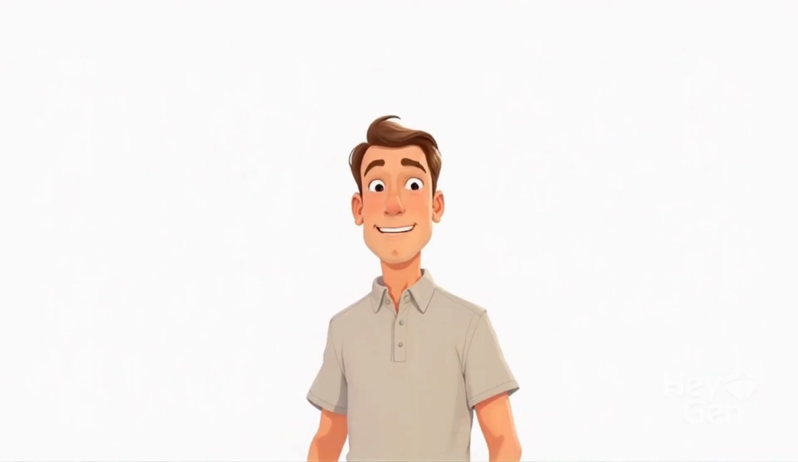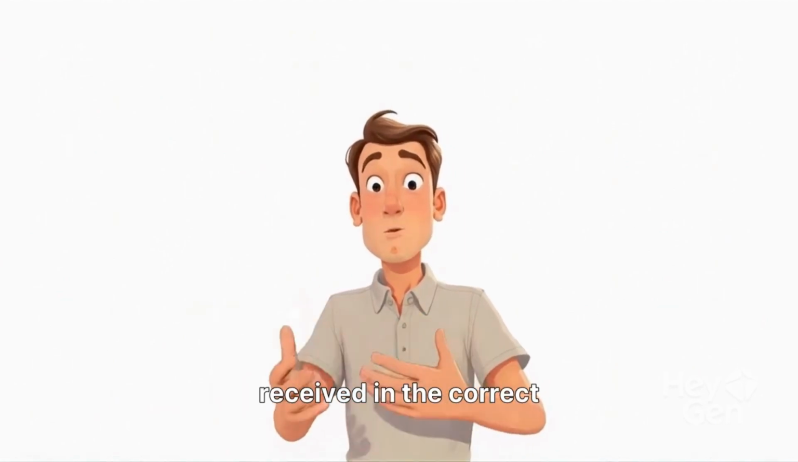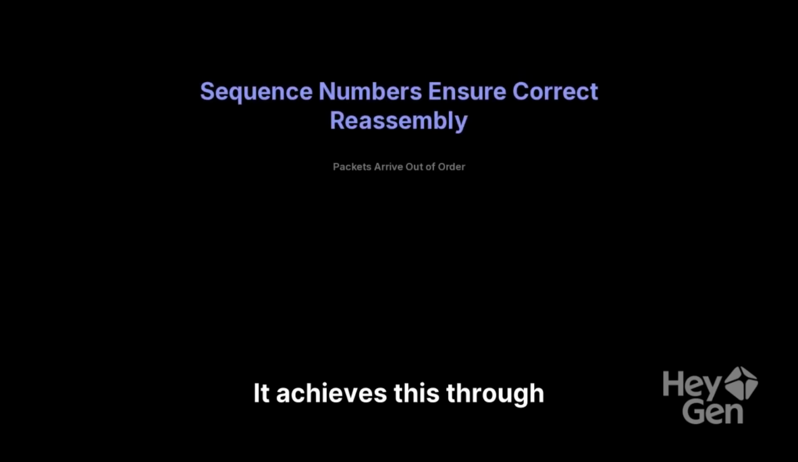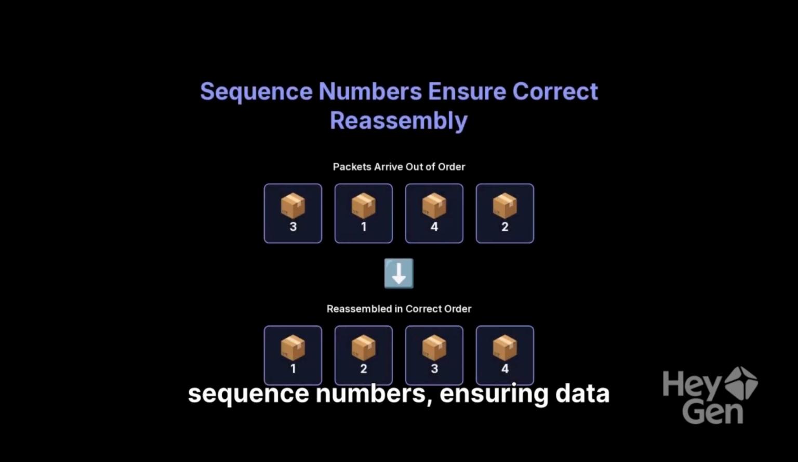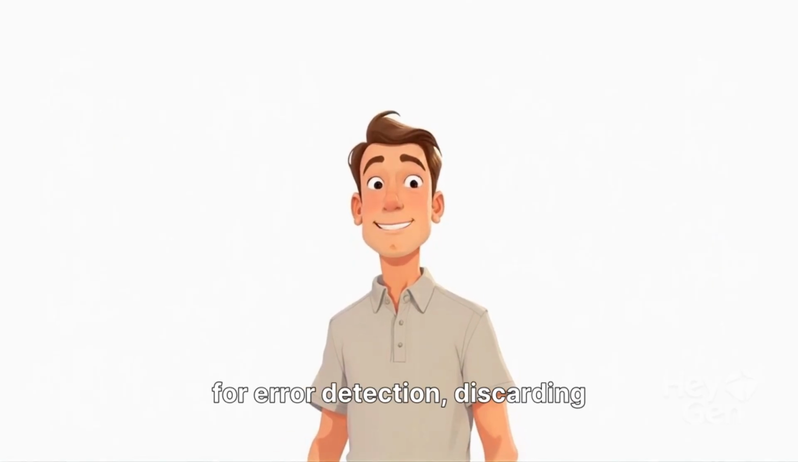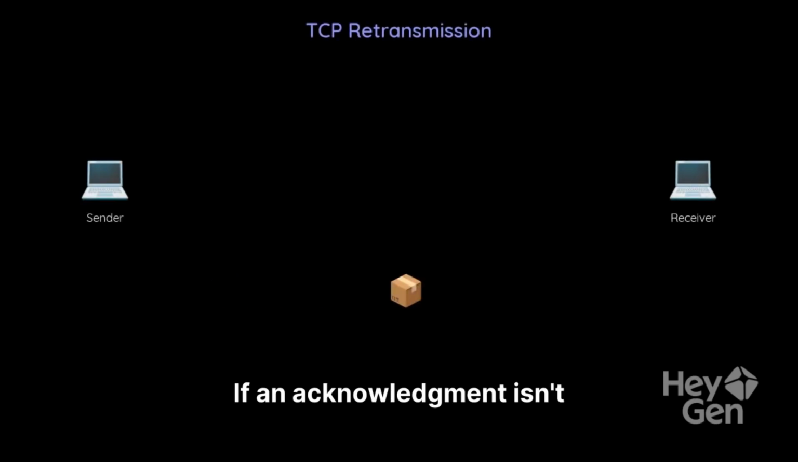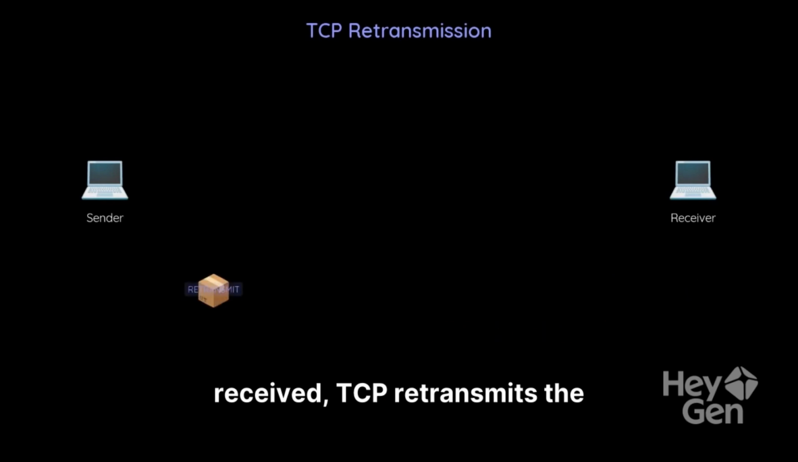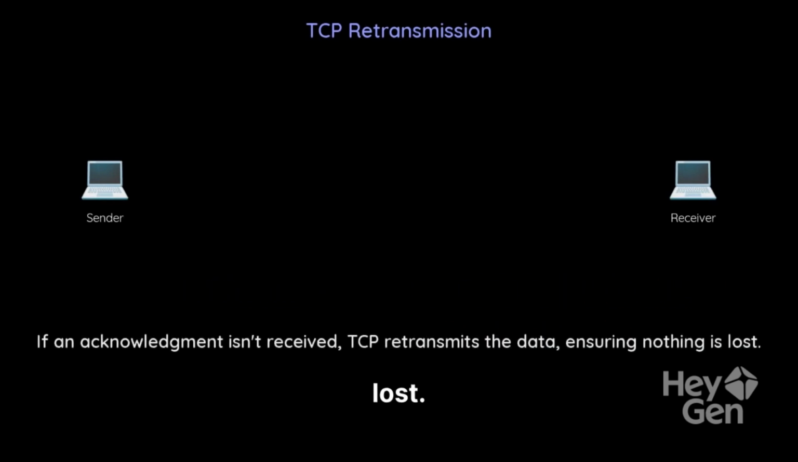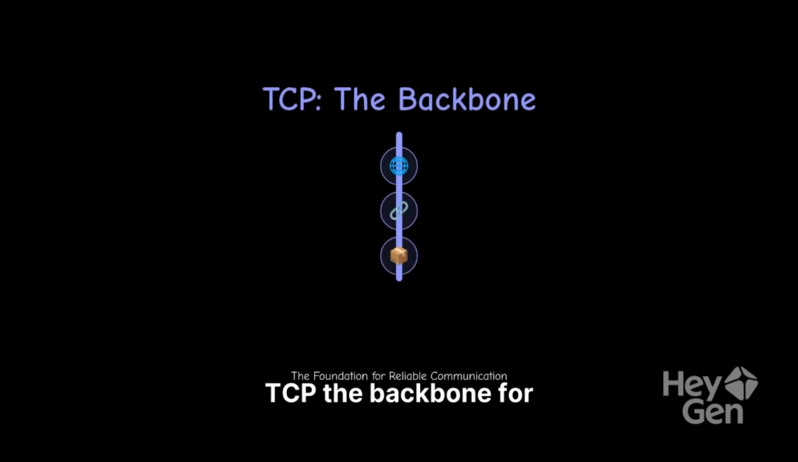Once this connection is established, TCP guarantees that every data packet is received in a correct order and without errors. It achieves this through sequence numbers, ensuring data reassembly even if packets arrive out of sequence. TCP also employs checksums for error detection, discarding any corrupted segments. If an acknowledgement isn't received, TCP retransmits the data, ensuring nothing is lost. This robust error handling and ordered delivery make TCP the backbone for reliable internet communication.